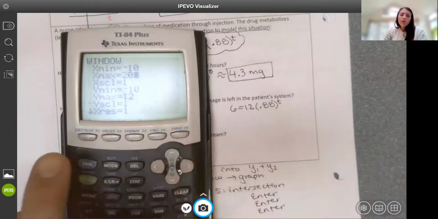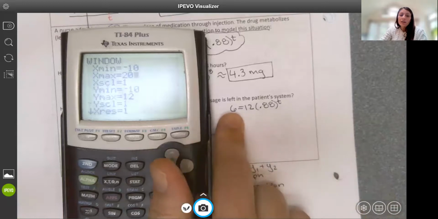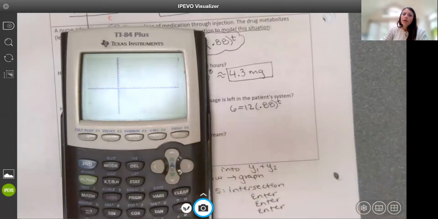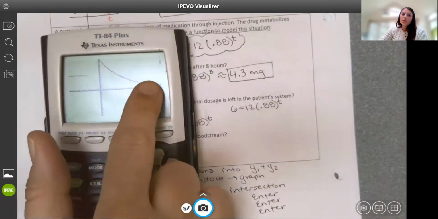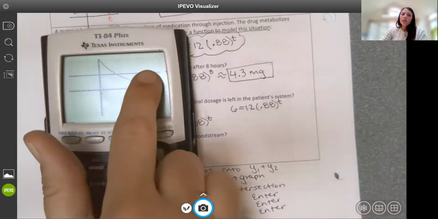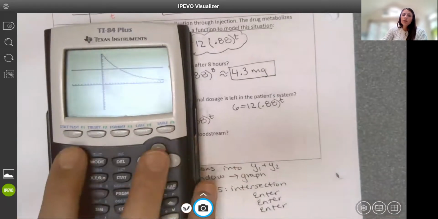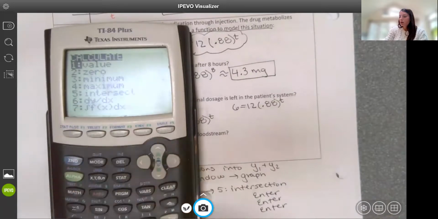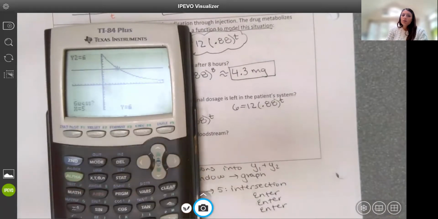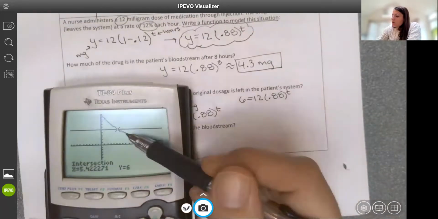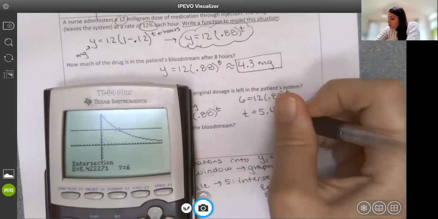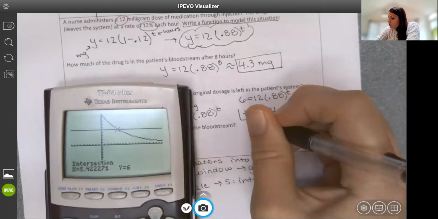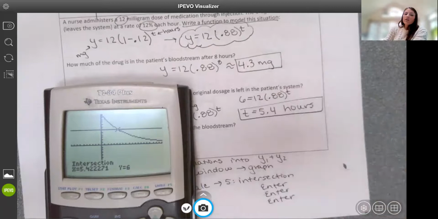So now I've entered in my function and 6, so I'll have a horizontal line where y is 6. I look in my graph, and there's that medication leaving my body over time. Here's when it's at 6 milligrams. I go second, calc, option number 5, enter, enter, enter. And it tells me that my function's at 6 milligrams when my time is about 5.4 hours.